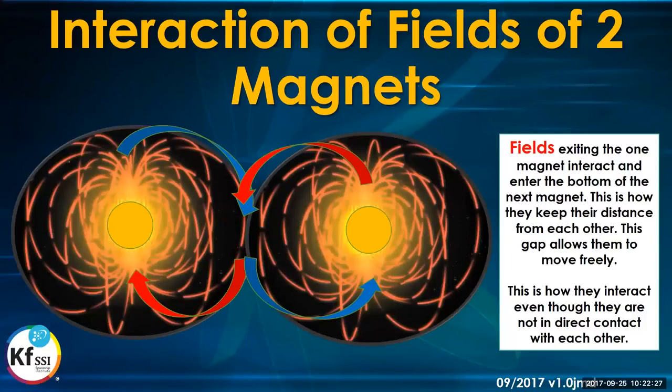What we're essentially having is the interaction of fields of 2 magnets. And the fields exiting the one magnet interact and go into the bottom of the next magnet. And this is how they keep their distance from each other. This gap allows them to move freely. They're still connected and find their position, but this is how they interact with each other, through these fields. Now bear in mind, this is all in the matter state.